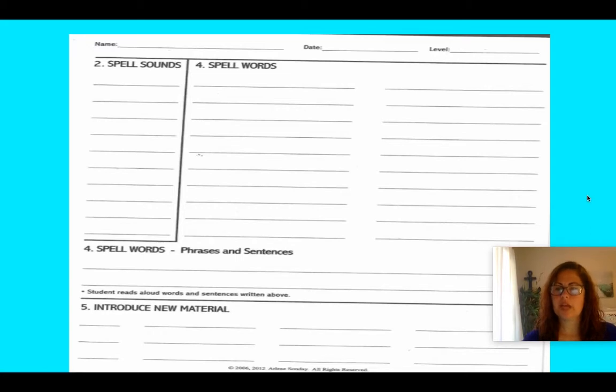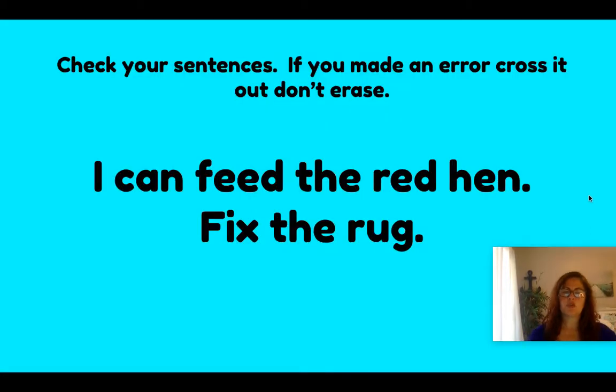Now we're going to check. You should have written, I can feed the red hen. You should have a capital I and a period at the end of the sentence. The next sentence should have been fix the rug. You should have had a capital F and a period at the end of that sentence. If you made an error, cross it out, don't erase, and write it correctly above or below, wherever you have space on your paper.